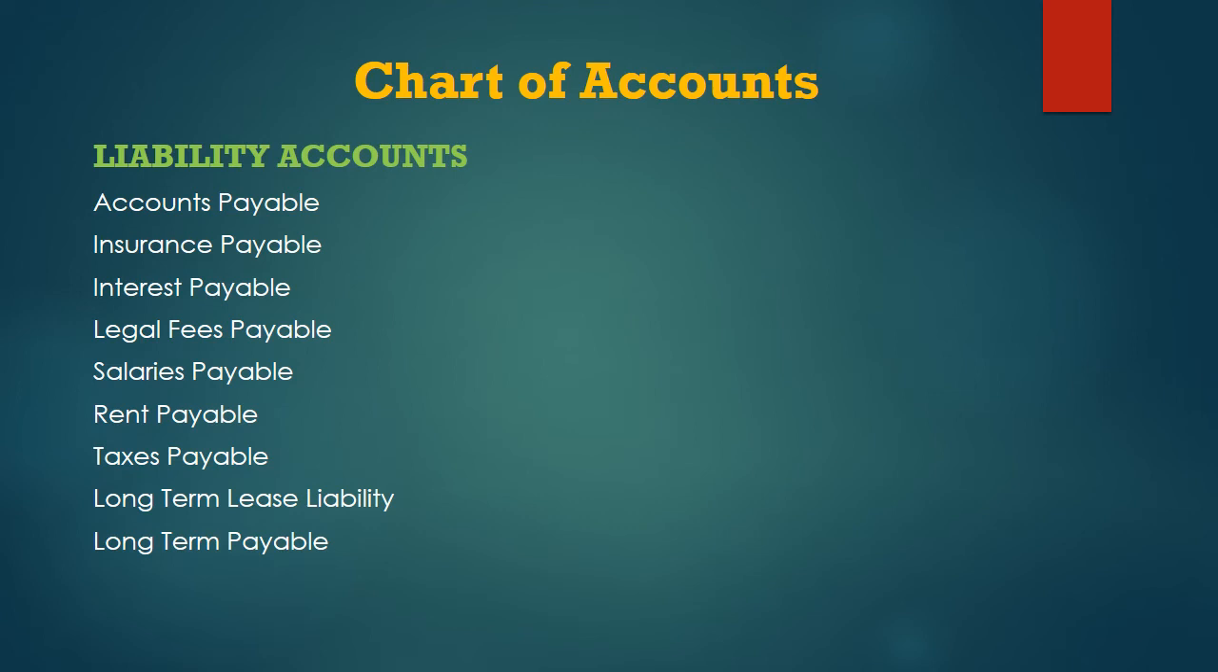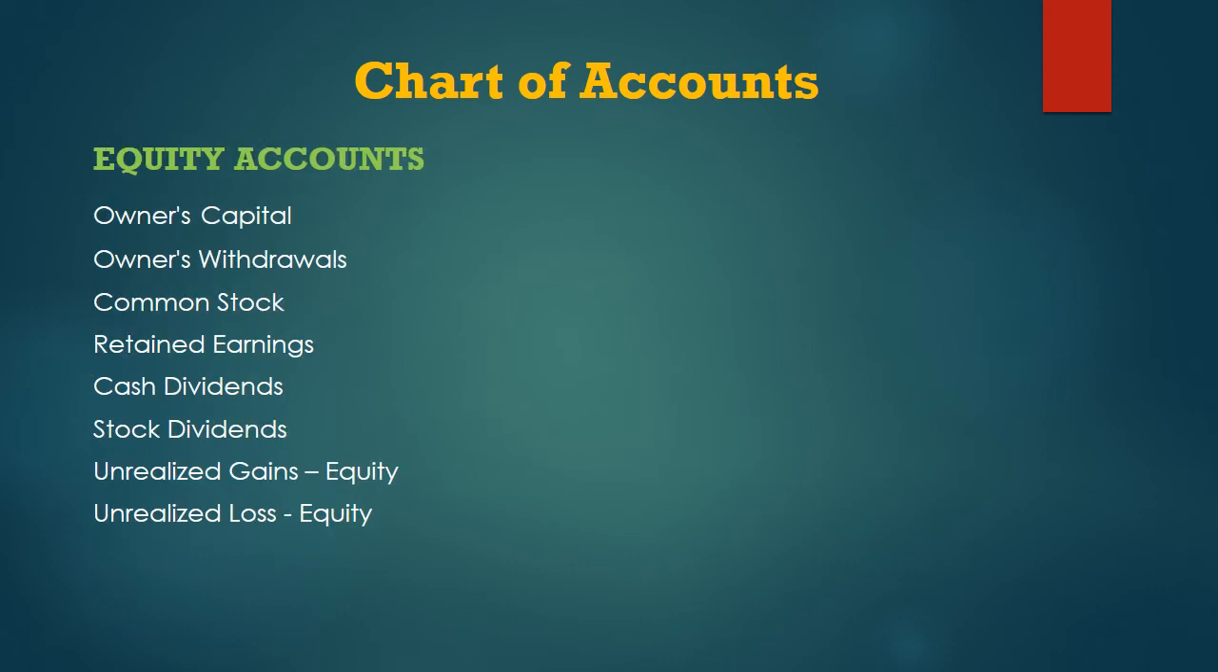Then you can easily identify them whenever you are preparing the balance sheet. You can easily identify, like okay, interest payable, it's going under liability, correct? So you have to know where the expense goes, like, say, equity accounts. I already told you, I'm going to explain what expenses are coming, correct? Owner's capital, owner's withdrawal, common stock, retained earnings, cash dividend, stock dividend, unrealized gain equity, unrealized loss equity. So these are all equity accounts. So when this heading comes, you have to put it in equity.